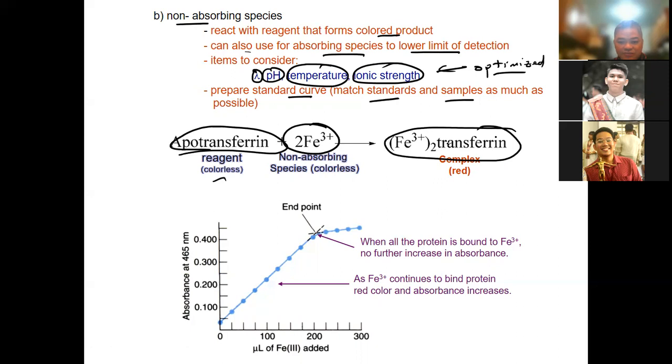Now you can also use this for binding. So apotransferrin is what? That's also a protein. So the way that they do to determine the presence of the apotransferrin is you add different amounts of Fe in terms of different volume. So it will increase until such time, okay, that it's not linear anymore. So when that happens, that means all the protein has already bound to the Fe3+. So there's no more increase in the absorbance.